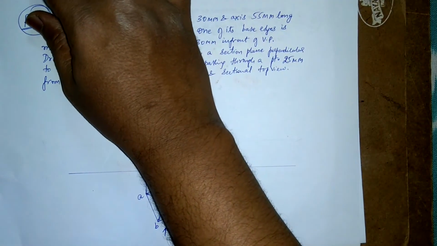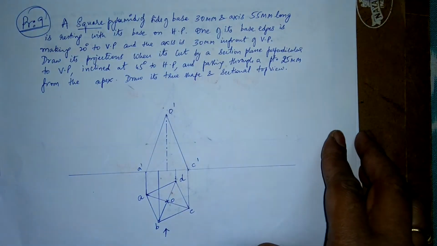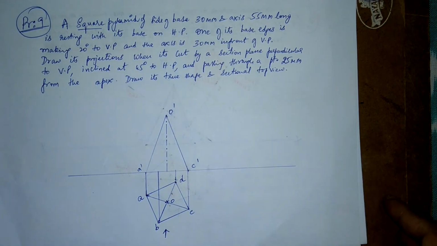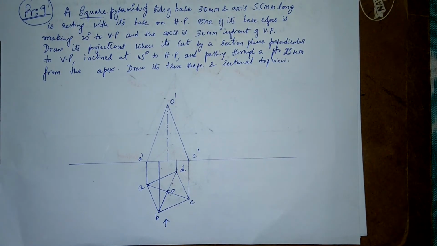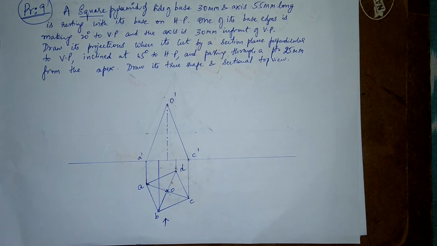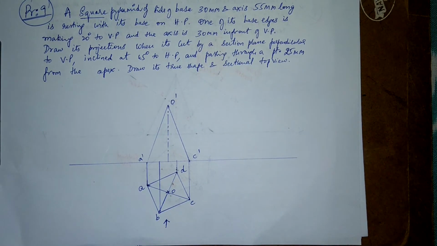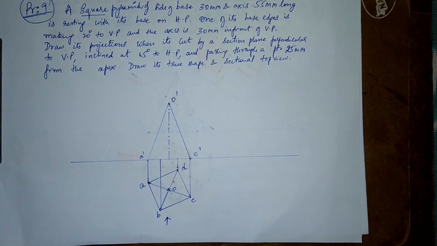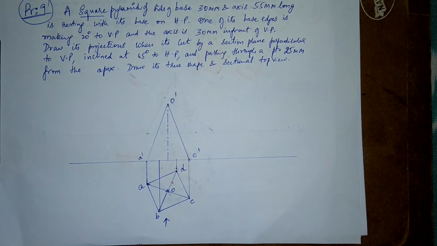So this is the next question, the 9th question. Here it's a square pyramid of side of base 30 mm and axis 55 mm long. It is resting with its base on HP. One of its base edges is making an angle of 20 degrees to VP, and the axis is 30 mm in front of VP. Draw its projections when it is cut by a section plane perpendicular to VP.